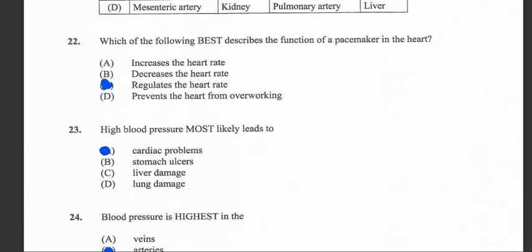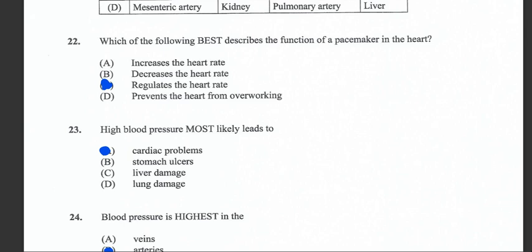Number 22. Which of the following best describes the function of a pacemaker in the heart? So we are talking about the pacemaker in the heart. The pacemaker in the heart would normally regulate the heart rate. So the best answer here would be C.